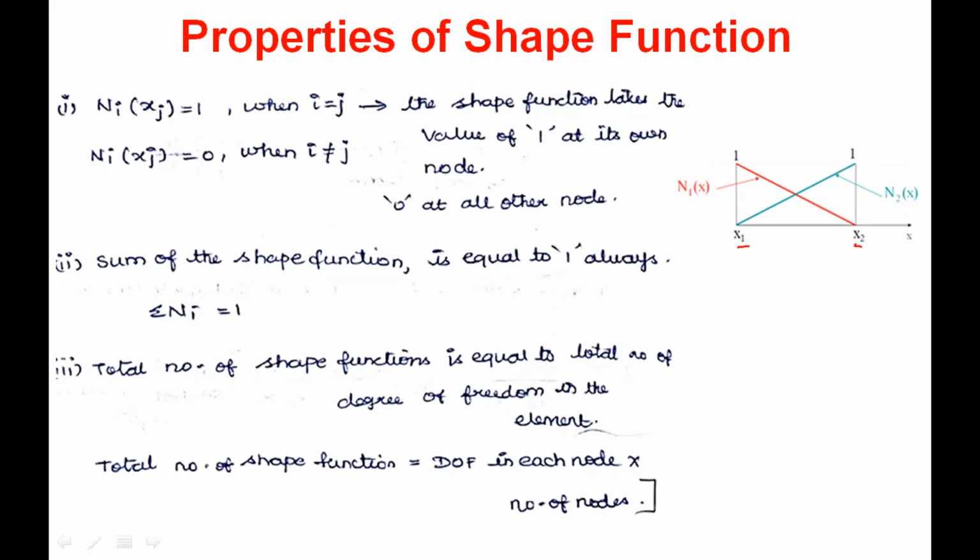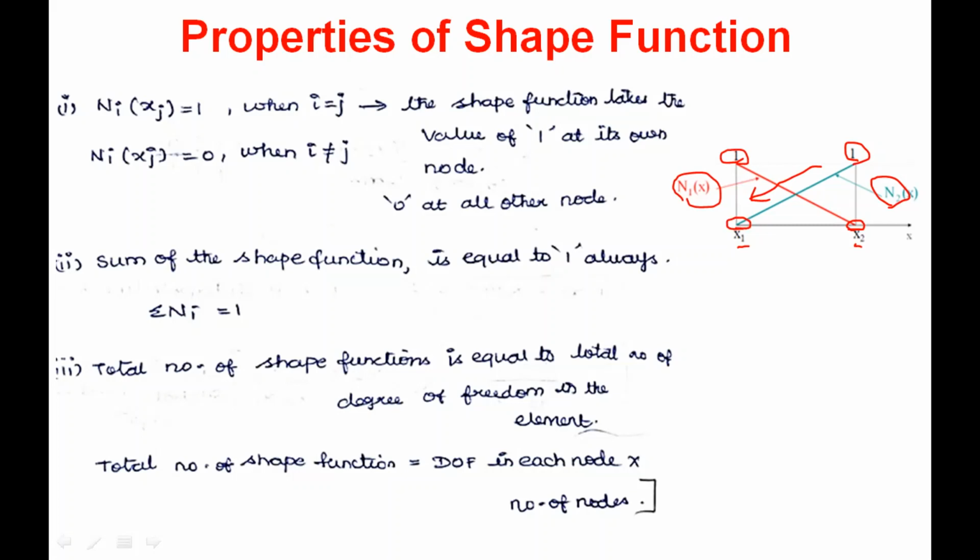At node 1, shape function N1 takes a value of 1 and it is varying linearly, and it takes 0 value at the other node. When i is not equal to j, 0. Similarly, shape function N2 takes a value of 1 at node 2 and it is varying linearly, and it takes 0 value at node 1.